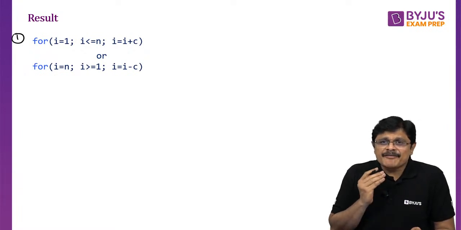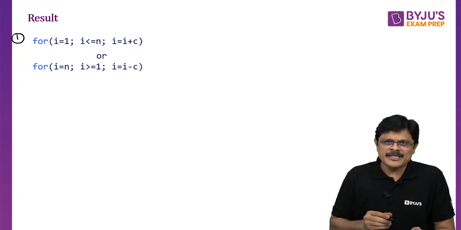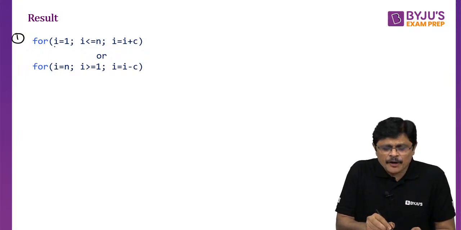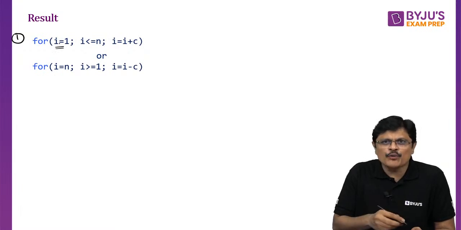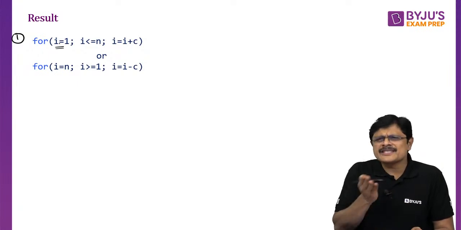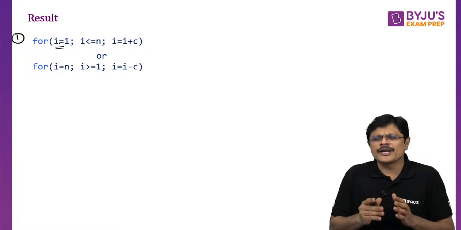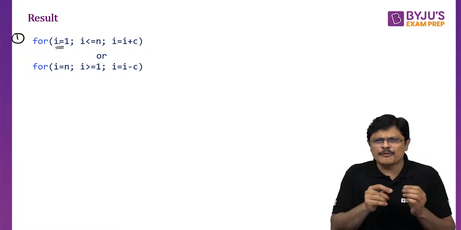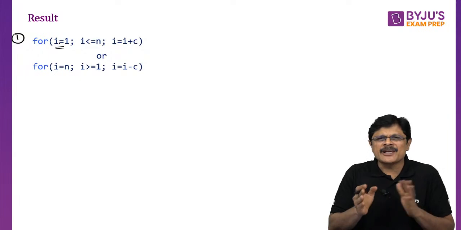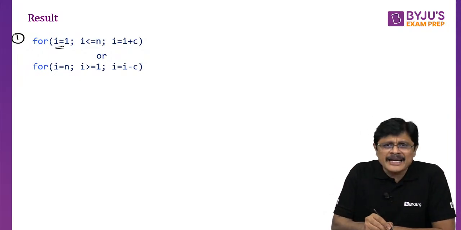Whenever you are having a for loop with a constant number of statements, I am not writing the statements here. The for loop starts from i equal to 1. In algorithms courses we generally use the index from 1. Maybe in the C programming language the index may start with 0, but here we are talking in a general sense, so don't worry about that much, because plus or minus a constant hardly matters. If you observe, i equals 1, i less than or equal to n, i equals i plus c.